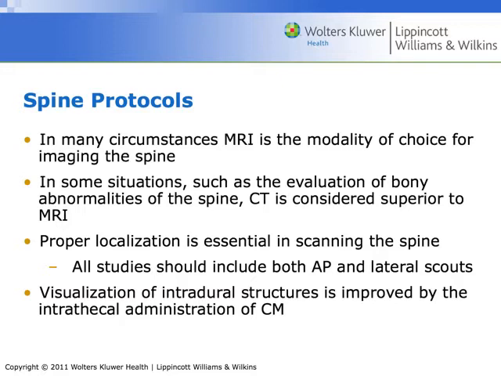Make sure that all of these scans include AP and lateral scouts. Every now and then people get fancy and they skip a scout, particularly if we're doing an abdomen, or if we're doing a brain, we just need to do the one scout, like a lateral scout. But we want to make sure to include AP and lateral scouts because that may be helpful to the surgeons or helpful to the radiologists.